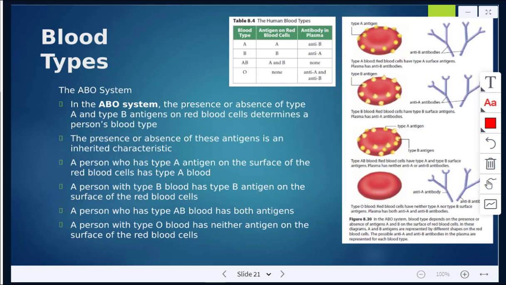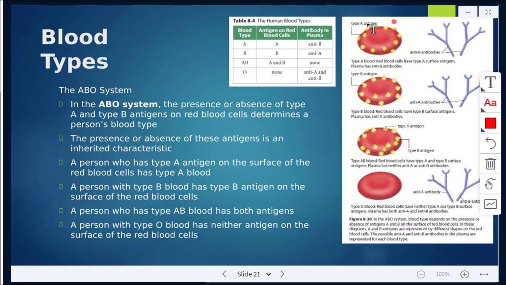All right, so we're going to finish up our section on 8.3, and we're looking at blood types today. So the blood types is the ABO system. In the ABO system, the presence or absence of type A and type B antigens on red blood cells determines a person's blood type.